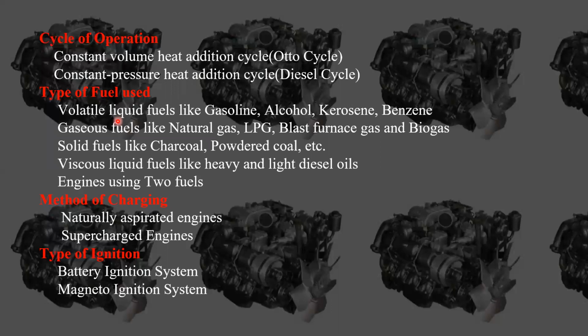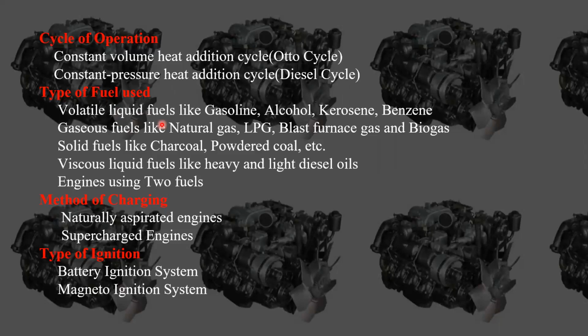And mostly we use blends. Mostly we use blends, meaning, for example, if we use 80% gasoline and 20% alcohol, that is the blend. That means we mix two fuels, and then we call it a blend. For those types of engines also we have to change the materials used to manufacture the engine. So that is about volatile liquid fuel engines.